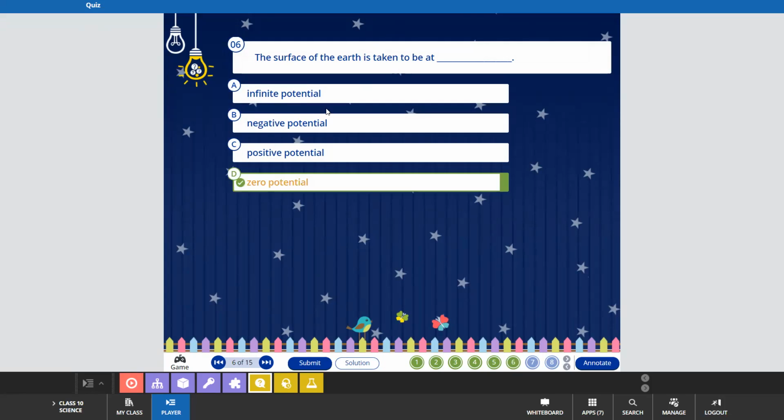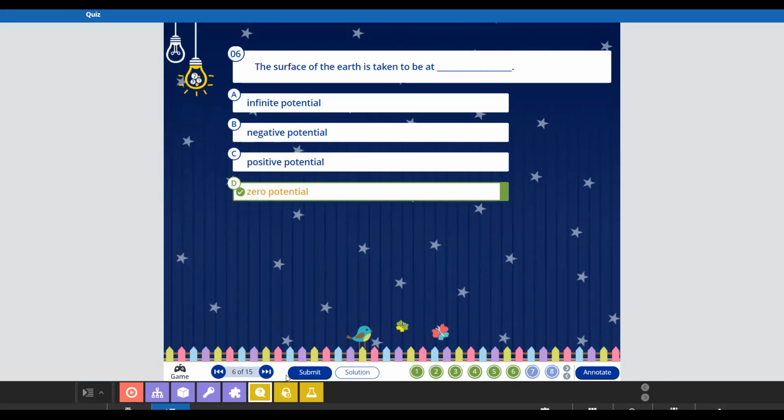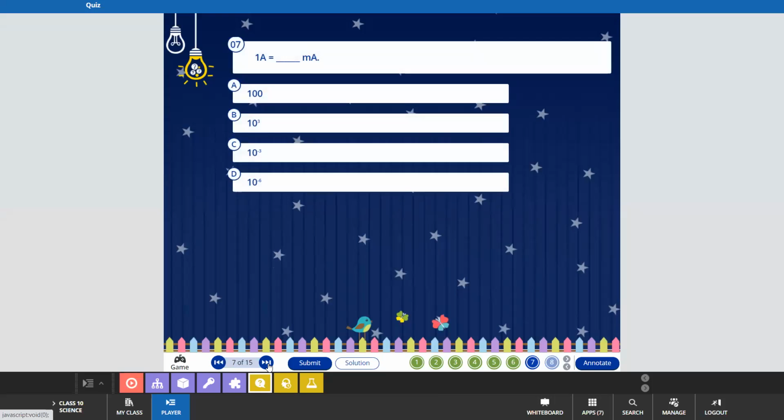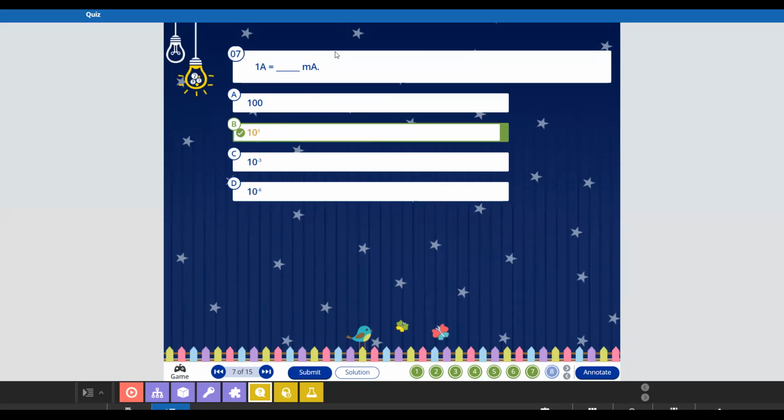Zero potential. Sir, 10 to the power minus 3. Milliampere is 10 to the power minus 3 ampere. So 1 ampere is 10 to the 3 milliampere. Yes, sir.